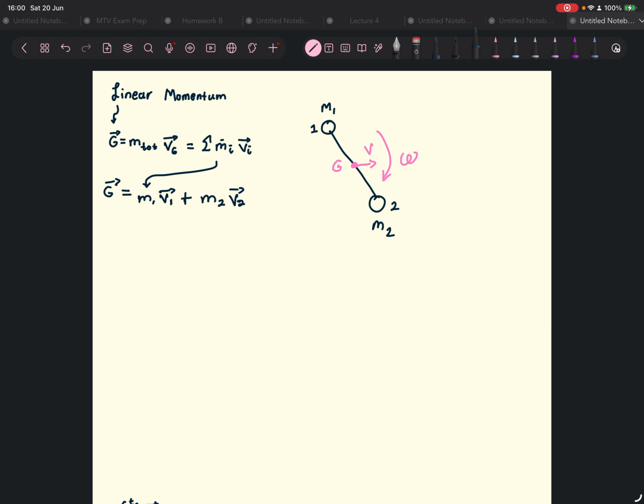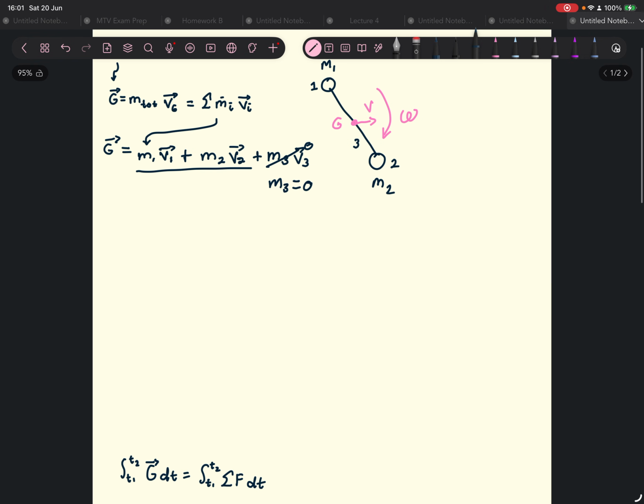And we said that the rod is massless, so it's not going to have a momentum because its mass is 0. Even if we called the rod particle 3 and said m3 times v3, this is going to be 0 because m3 is equal to 0. So we only have these two in this case. So we can break this down. Let's do particle 1 first.